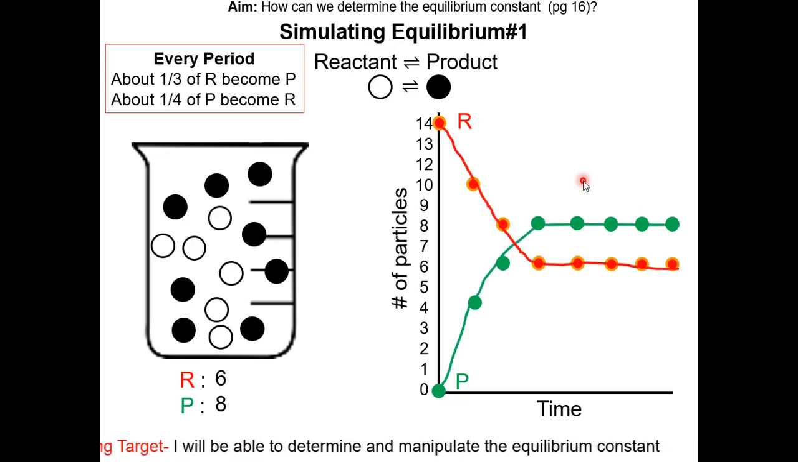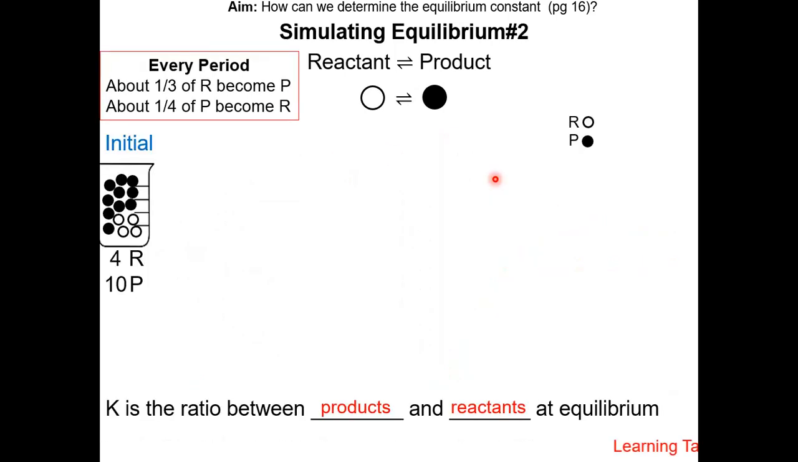Equilibrium is reached when the concentrations of reactants and products are constant, even though the reaction is still occurring. Now let's look at simulation number 2. We still have the same reaction with the same forward and reverse reaction. We still have 14 particles in the container, but this time we have a different amount of reactants and products. We have 4 reactants and 10 products. We are going to run the same reaction to see what happens.